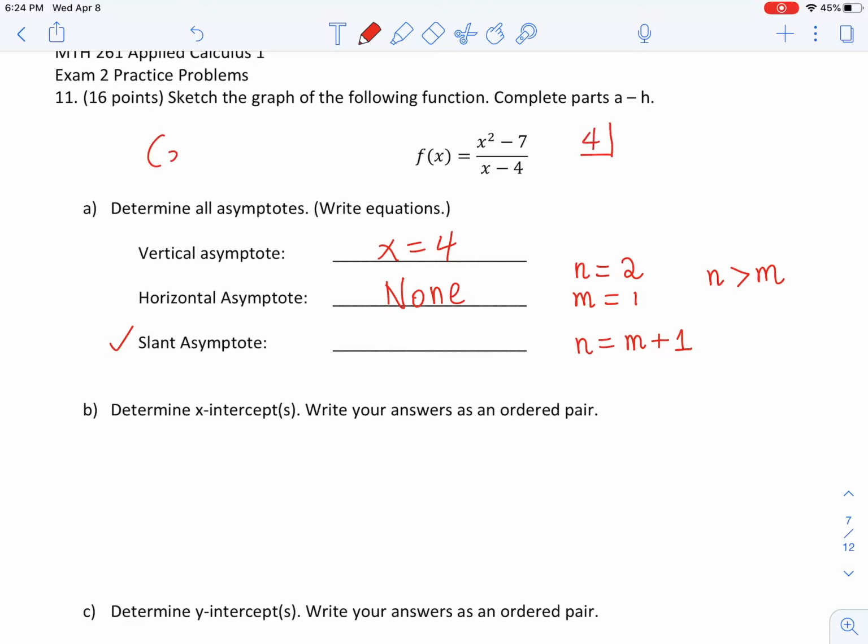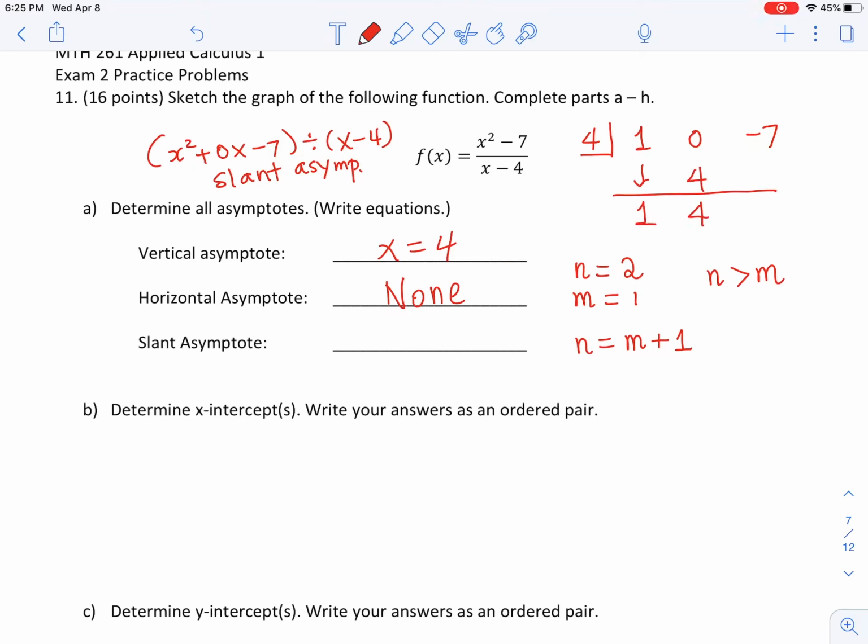We're dividing x squared plus 0x minus 7 by x minus 4 to find the slant asymptote. The quotient will be the equation of the slant asymptote. So if you put the coefficients, that will be 1, 0, and negative 7. Notice we're missing the linear term right there. There is 0x, so you still got to put the 0 in there. So bring down the 1, 4, 4, and then we don't care about the remainder.